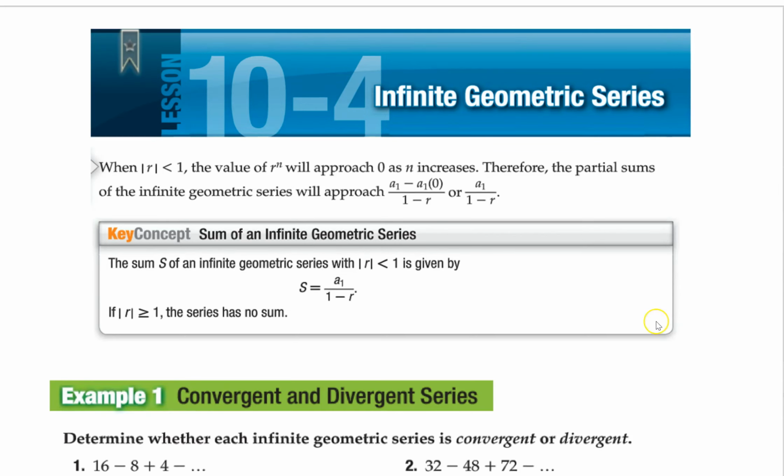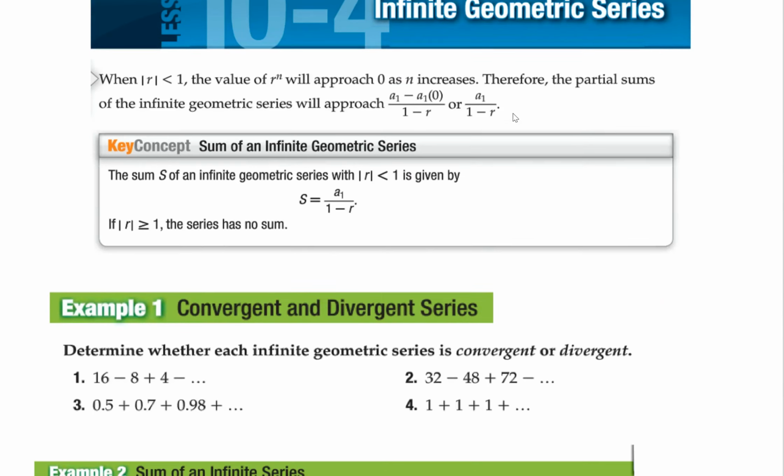We're going to skip this part because who cares? And then we're going to do this. So we're actually doing a lesson, but it's a short lesson. This is infinite geometric series.